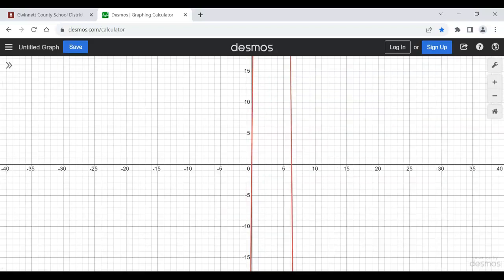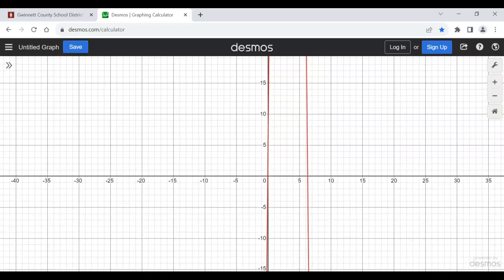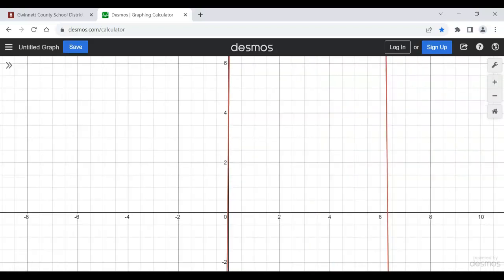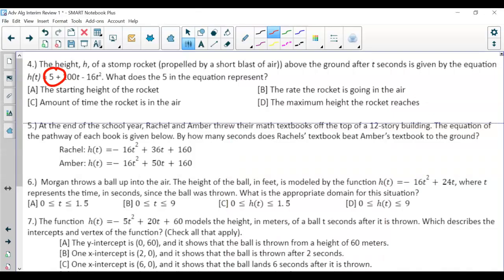Now I notice that this is very tall, very skinny, but if I wanted to zoom in, I could see that my graph is crossing at 0, 5. That is the y-intercept, this 5 here. So what does that 5 represent? If it's the y-intercept, it's the starting height of the rocket.